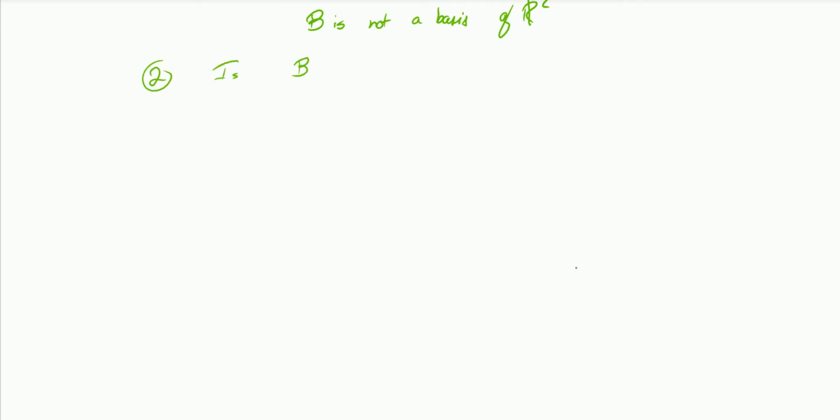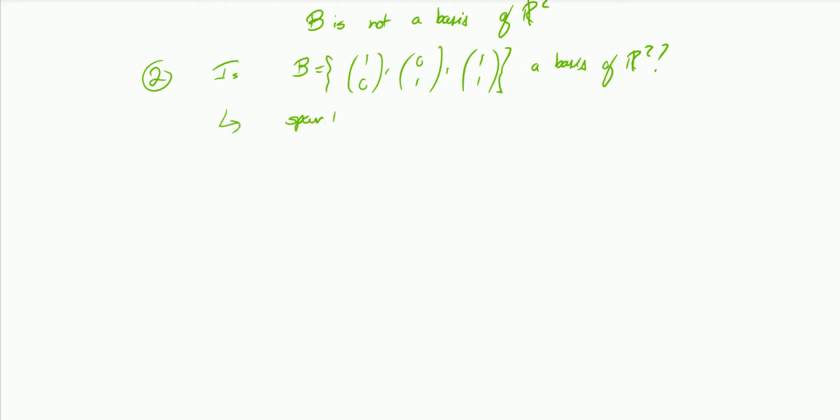Now the second example is B equal (1, 0), (0, 1), (1, 1), a basis of R2. Okay, so that's the second example I wanted to give you. So first of all, what do you check? We check if span of B is equal to R2. So we want to know if this is true.